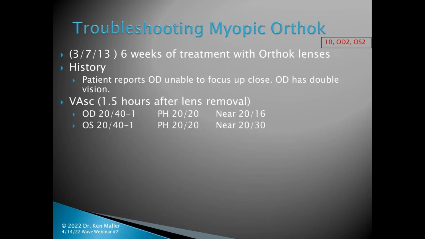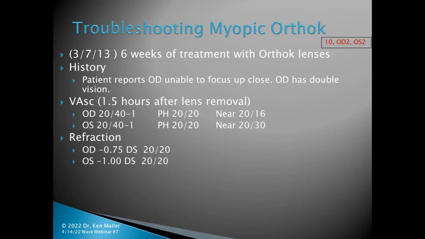1.5 hours after removal, we could see we're back at around 20/40 uncorrected acuity, pinholing to 20/20. Interestingly there, though, the right eye sees better at close than the left eye, despite the subjective report that the right eye had trouble seeing up close.